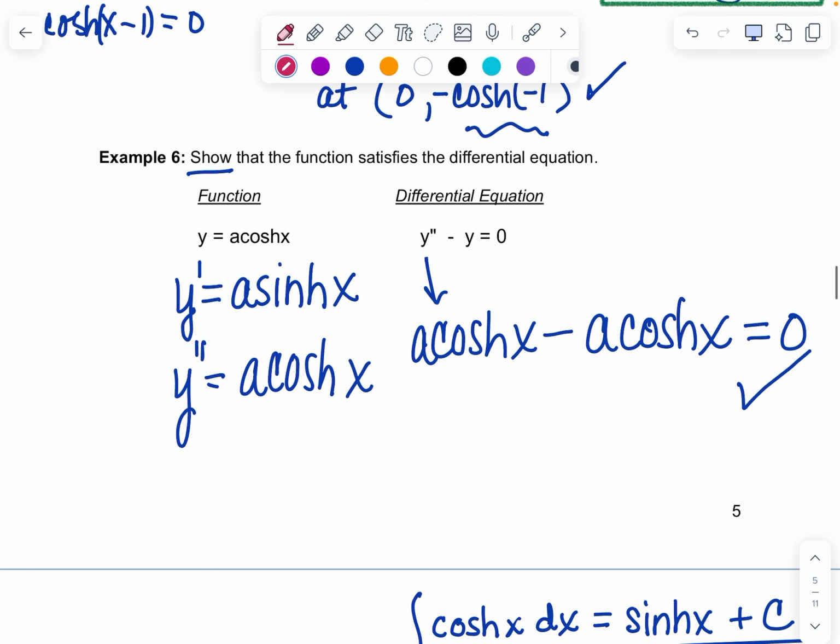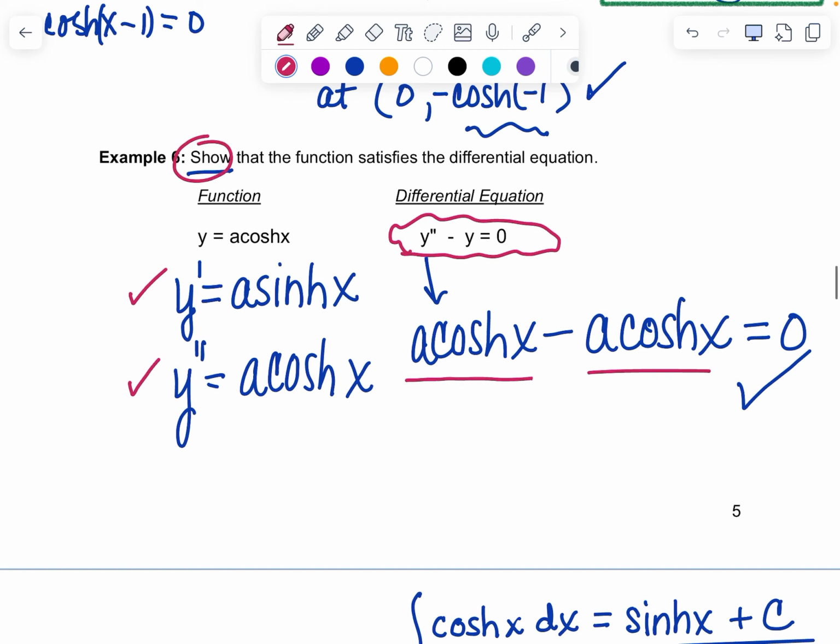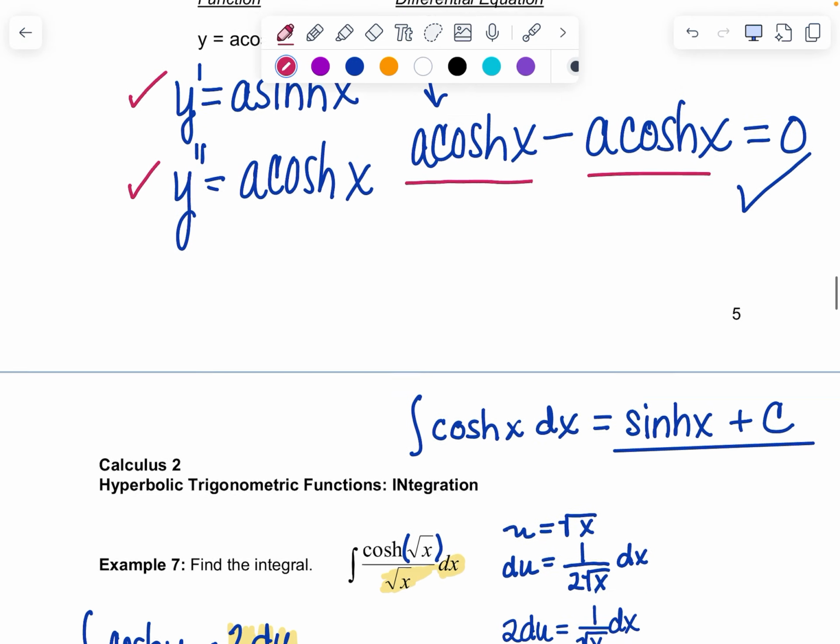So the next one, show that the function satisfies the differential equation. So this thing, a differential equation is just an equation with a derivative. This is called a second order differential equation because there is a second derivative in it. So you can see that in the first step, I take y prime, and then I take y double prime. And then I plug y double prime in, and then I subtract y from it. And you can see since they're identical, they're equal to 0. So we have shown, and every time you see that show thing, you've got to show by doing the work. You just can't say, well, because it is, okay?